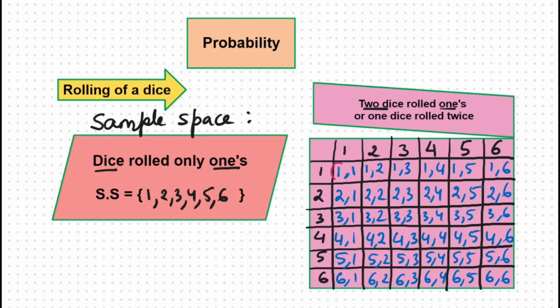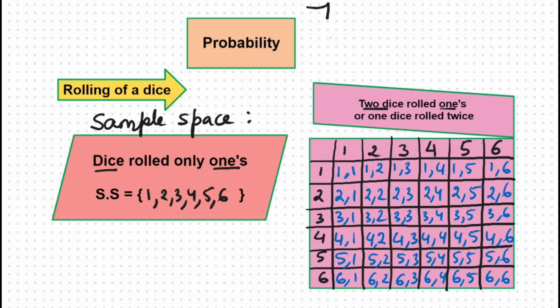So in case of 2 dice rolled once or 1 die rolled twice, the outcomes will look like this. That means on the first die we may get 1 and on the second die also we may get 1. Or on the first die we get 1 and on the second die we get a 2. So like that, the first number is the outcome on the first die and the second number is the outcome on the second die. So total number of outcomes when 2 dice are rolled once is 6 along horizontal and 6 along vertical, so total 36. So without writing the sample space also, we can find the total number of outcomes. But we write the sample space to find the favorable outcomes.